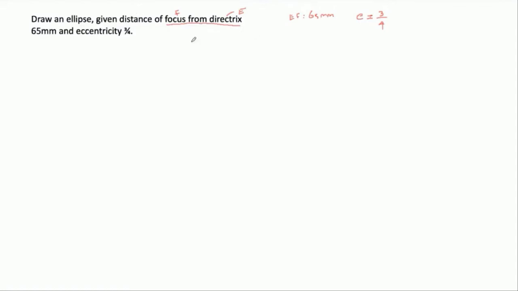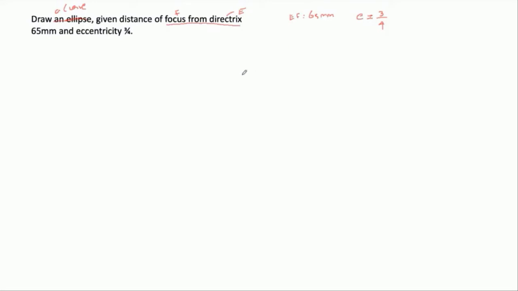In some cases you will not be told it is an ellipse. It will just say draw a curve, given the distance or something like that. So with the value of eccentricity, you are able to identify whether it is an ellipse, a parabola or a hyperbola. It depends on the value of the eccentricity. So, the first thing: construction using the eccentricity method.